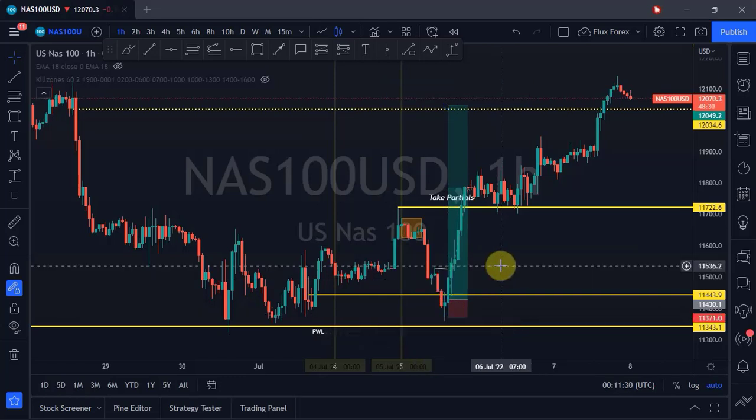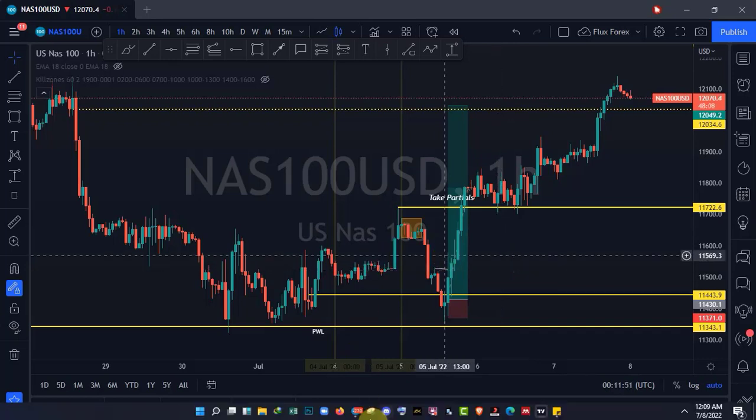Your Asian session is your Asian range, your highest high and your lowest low. Look at where price will take liquidity. Will it take the sell side first or the buy side first? If it takes the buy side first, the next draw on liquidity is the sell side. If it takes the sell side first, the next draw on liquidity is the buy side.